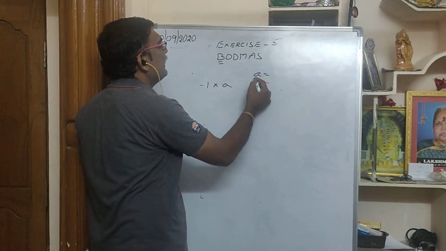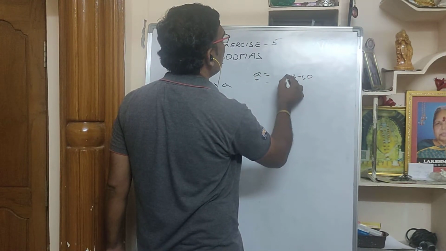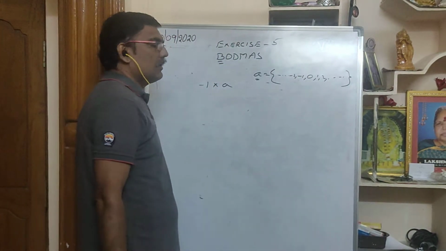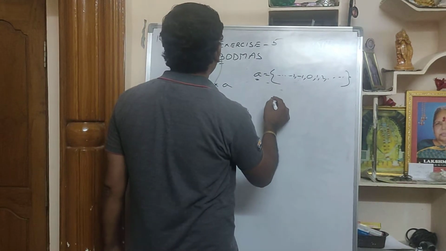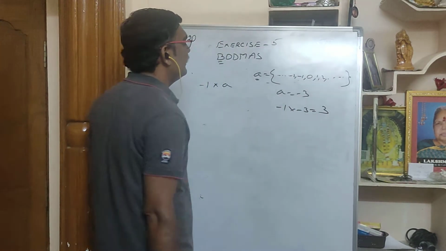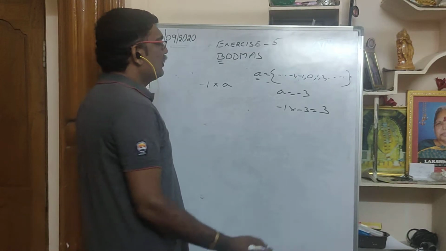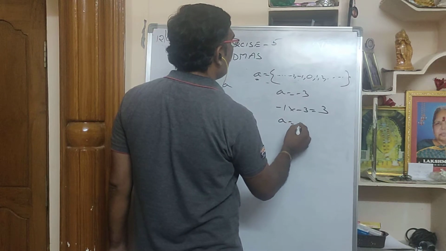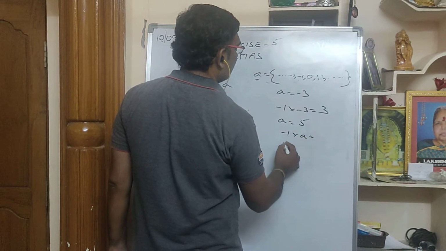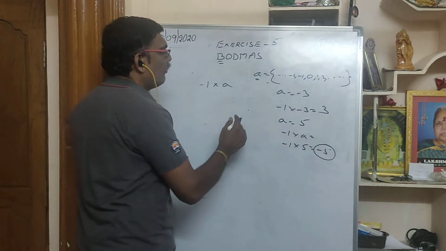For any integer a, integer means, as I already told you, 0 will be there, minus 1, minus 2, etc. and 1, 2, etc. Whatever the number is. So imagine some negative number. You are taking a as minus 3. Minus 1 into minus 3. How much are you getting here? 3. Isn't it? If you are taking a as positive, some 5 you are taking. Minus 1 into a means minus 1 into 5. How much are you getting? Minus 5.